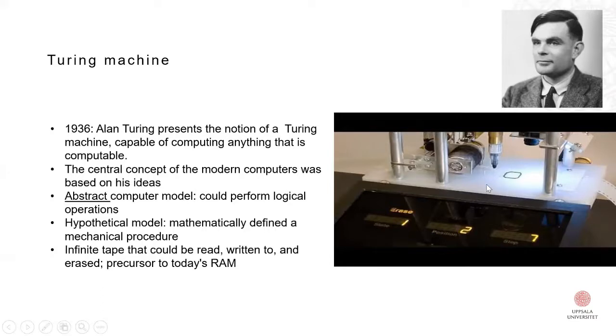His idea was abstract, but it was built later on. A Turing machine could perform logical operations, and it could read and write data. This machine has a tape, an infinite tape. It can read data from the tape. Here, there is a big 0 on it.